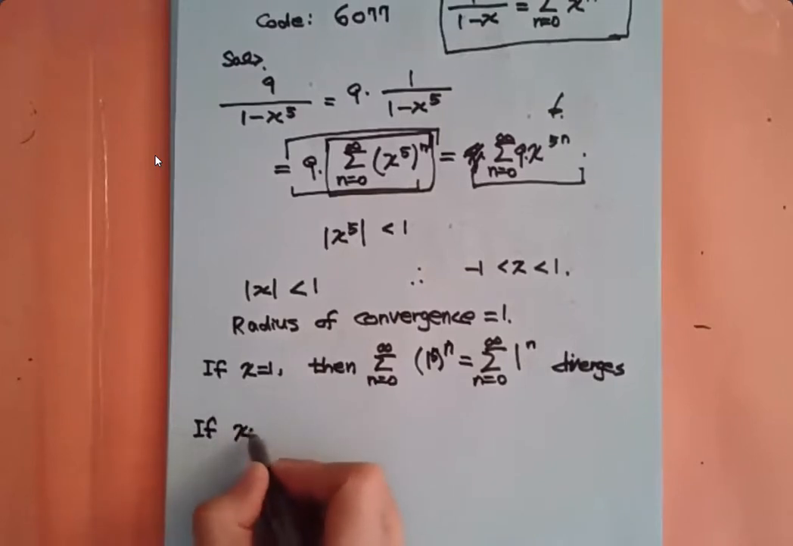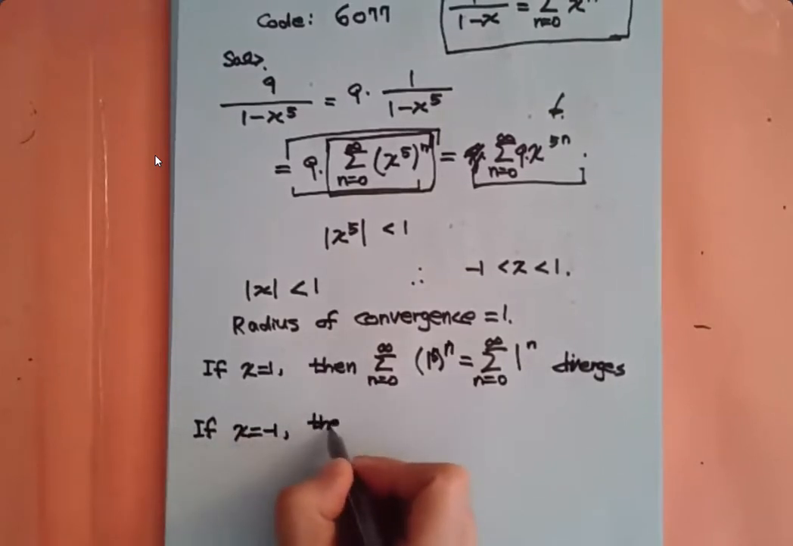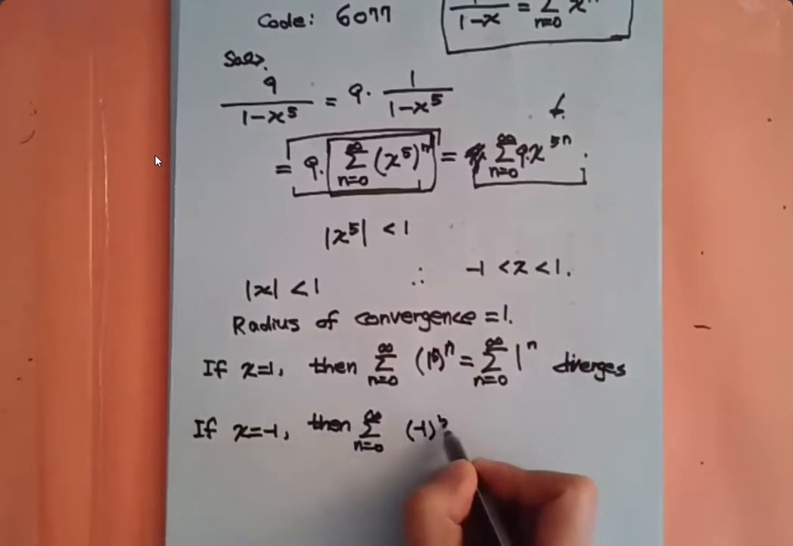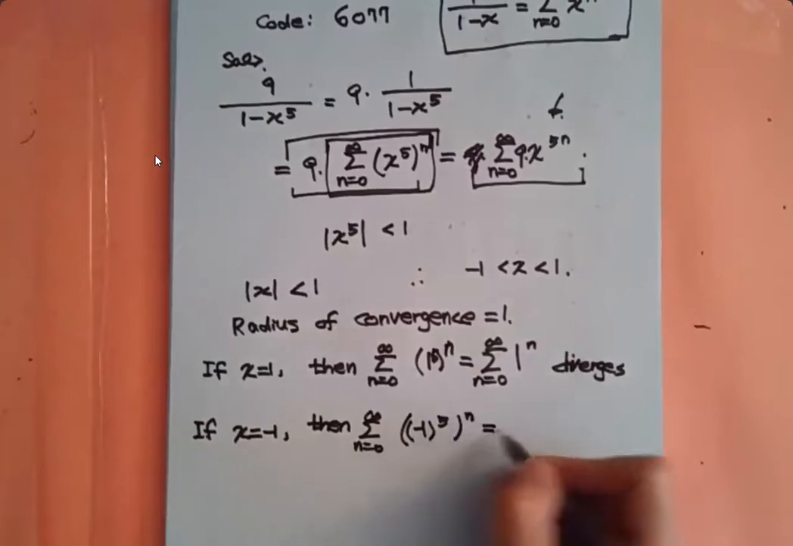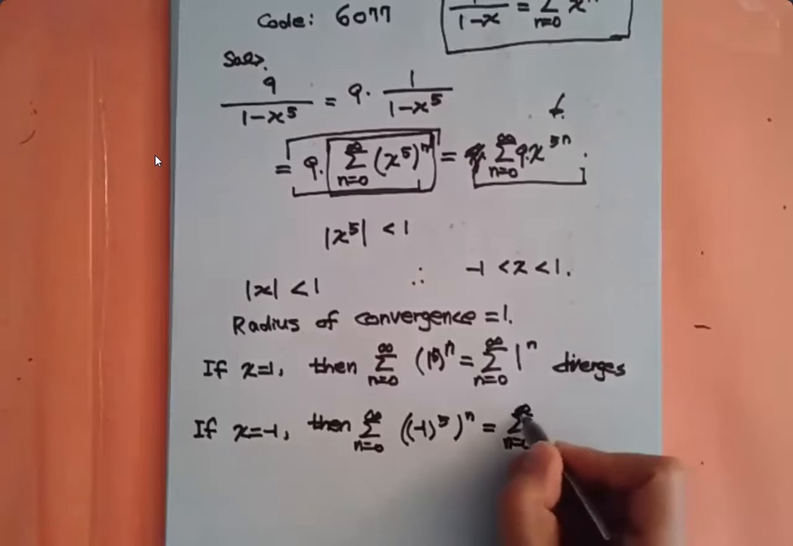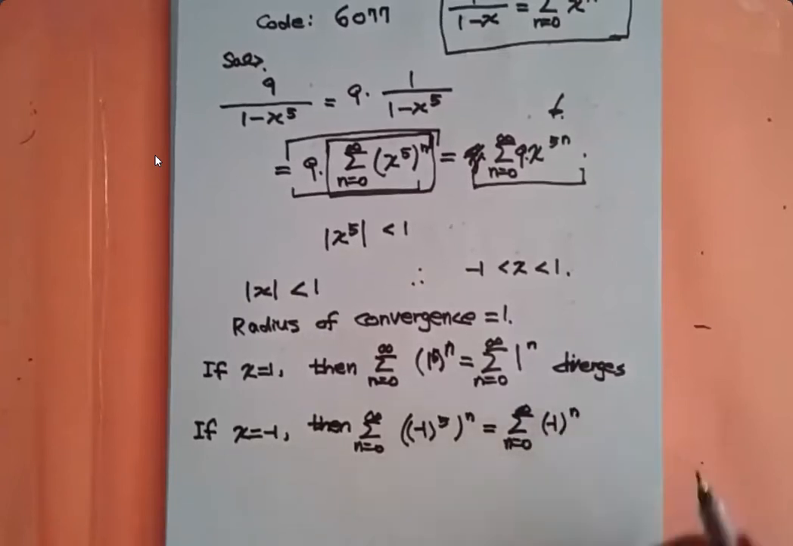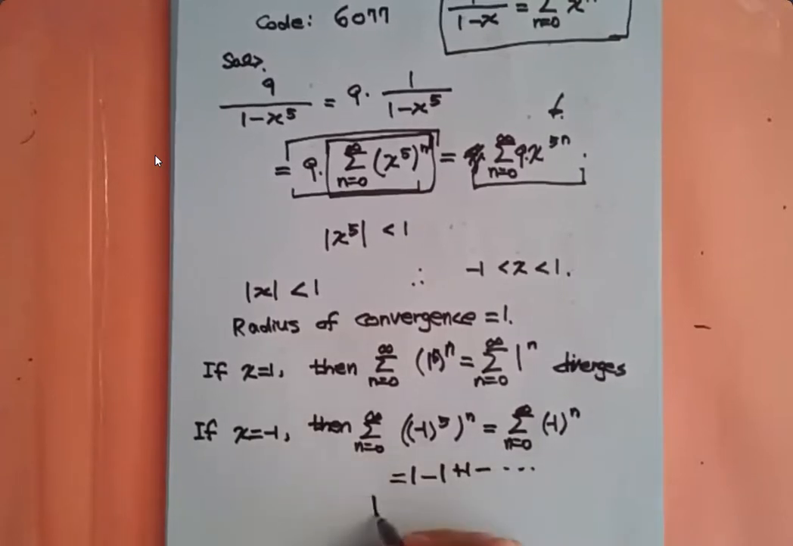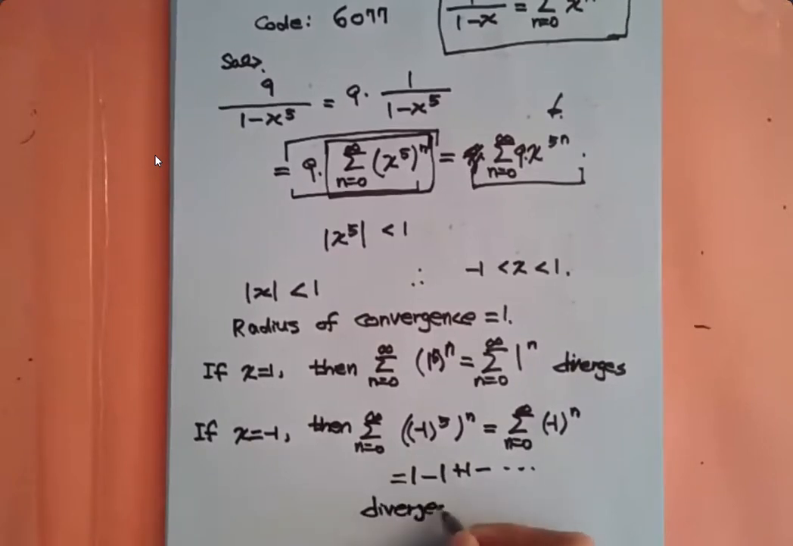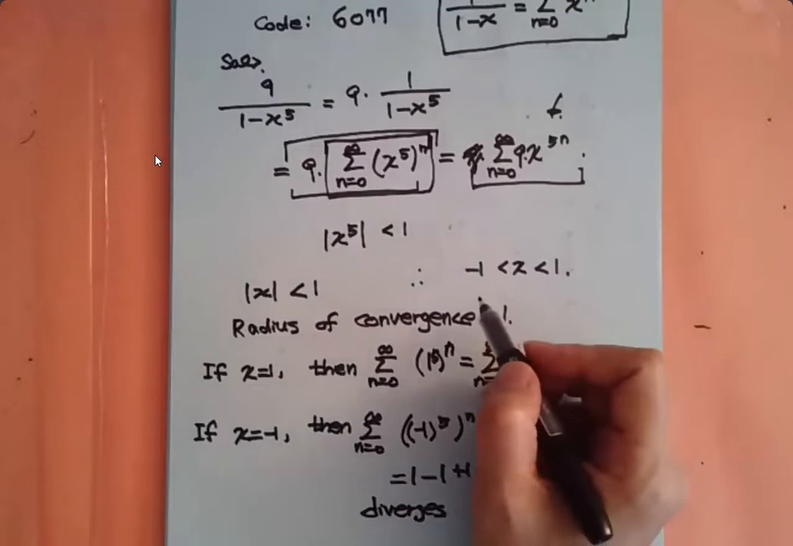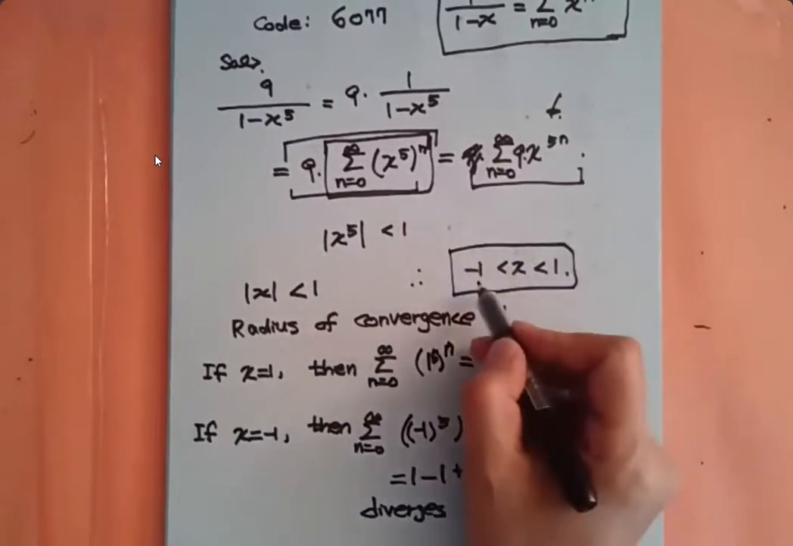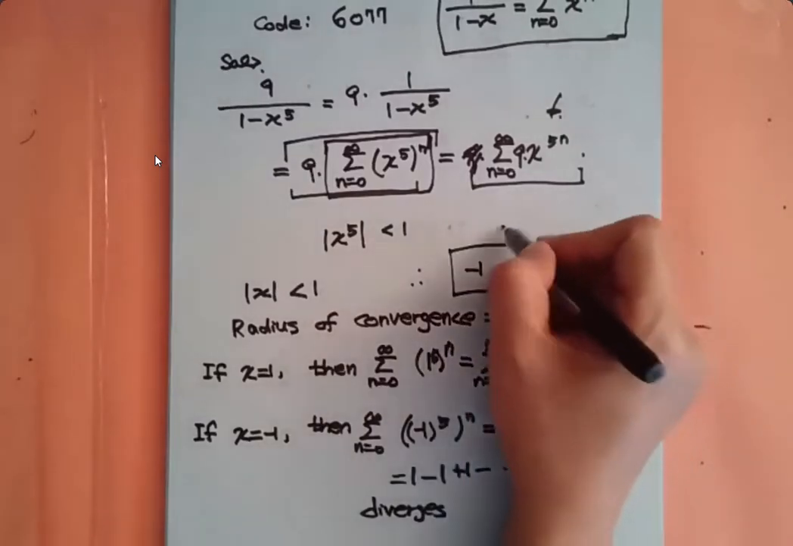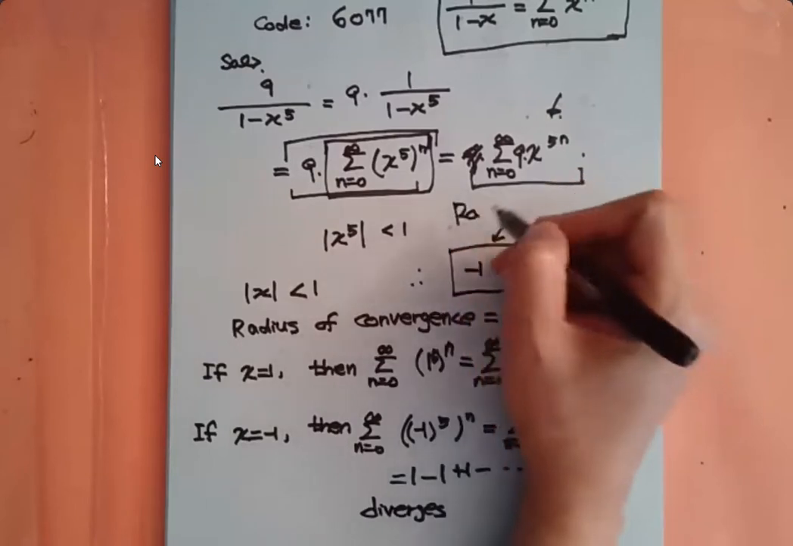And if x equals -1, then summation n equals 0 to infinity, -1 to the 5th power, n power, and that equals summation n equals 0 to infinity, -1 to the n power. This is an alternating series, 1 minus 1 plus 1 minus, and so that diverges again. And so the interval of convergence does not include the boundary points.